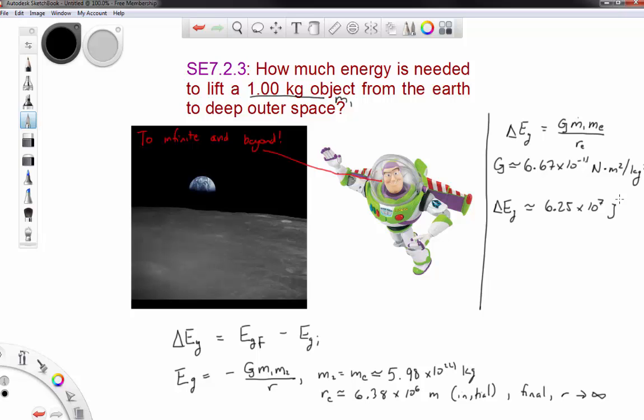Recall that water takes 4,186 joules to heat 1 kilogram by 1 degree Celsius. So this is a couple orders of magnitude more than that energy for 1 kilogram to go from 0 to 100 degrees C. In other words, you eat a lot more energy than this every day when you're just eating your lunch or whatever.